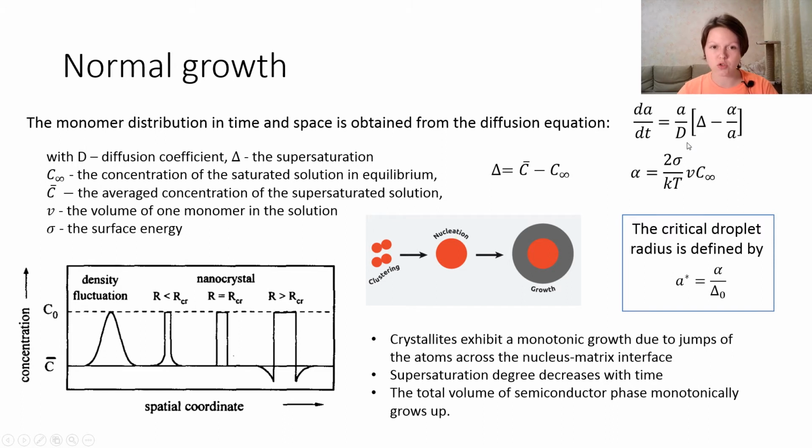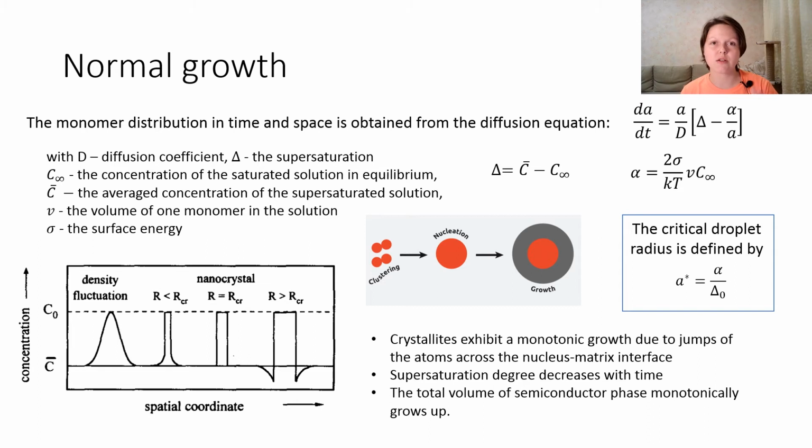Here D is the diffusion coefficient, delta is the supersaturation, that is the difference between the concentration of the saturated solution at the equilibrium and the average concentration of the supersaturated solution. The critical droplet radius at this stage is defined by this equation. Also, common for both nucleation and normal growth stages is a steady growth of the total mass of the semiconductor phase. Here we have that supersaturation is a function of time, and at every supersaturation value we have such value of critical radius at which the cluster is in equilibrium with the solution.